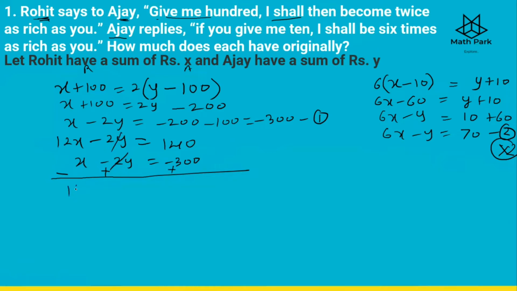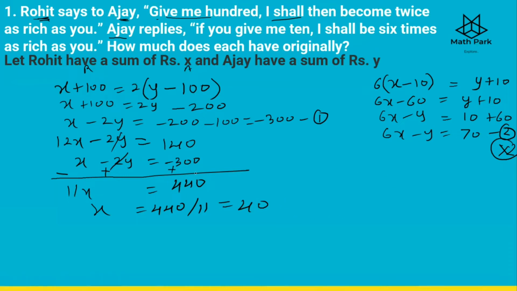12x minus x is 11x is equal to 140 plus 300, which is 440. So you get x is equal to 440 divided by 11, which is equal to 40. So we got the value of x as 40. Now let us substitute this in any of the equations.